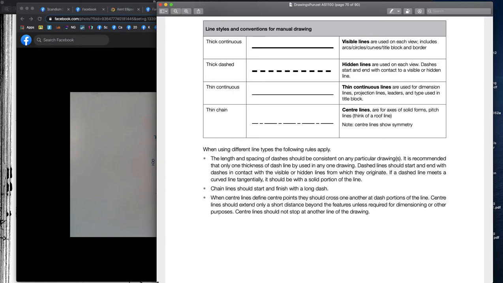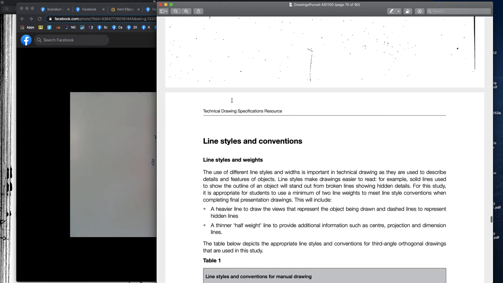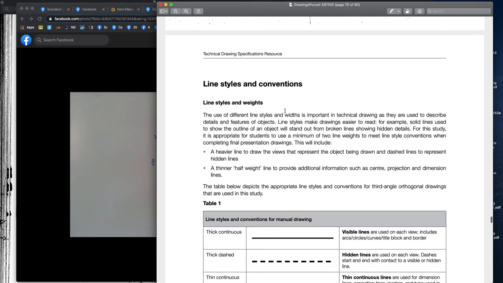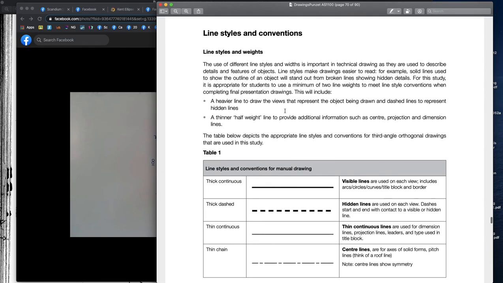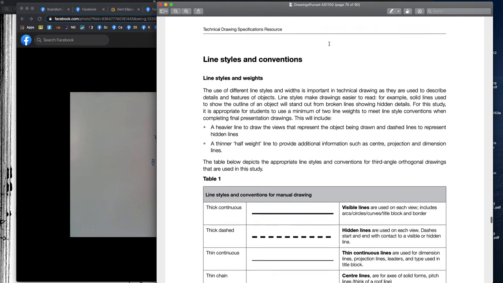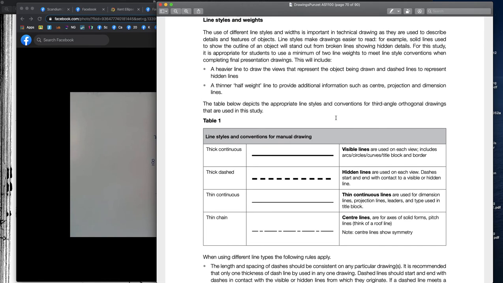Okay, so what we have here is an extract from the Victorian Technical Drawing Specification resource. In Victoria, they don't have the HSC, they have a VCE. And in the VCE, they have a subject, I think it's called some sort of technical design, and in that, they have a manual, which we can see here, that gives a very good standard for drawing that you can use as a resource. Obviously, it's not an HSC resource, but it's pretty close. VCE is about as close as we're going to get.